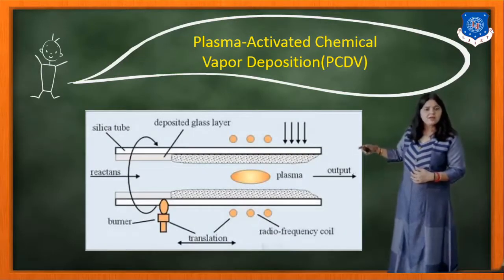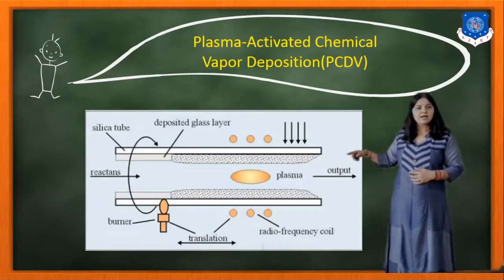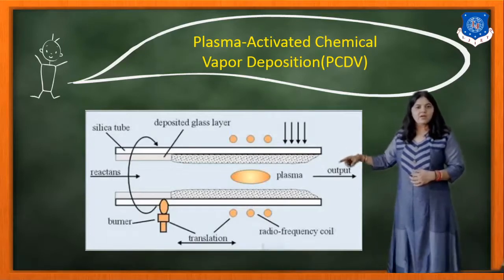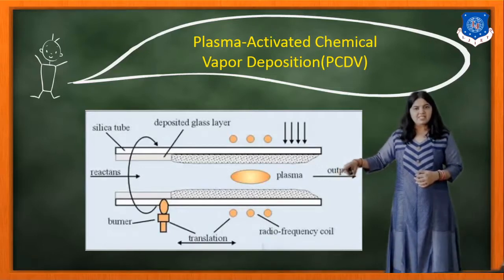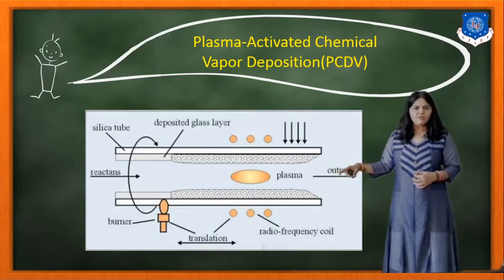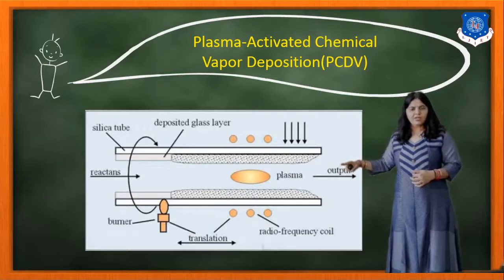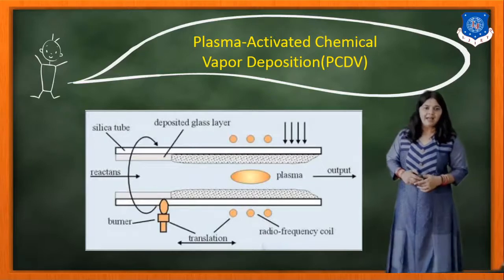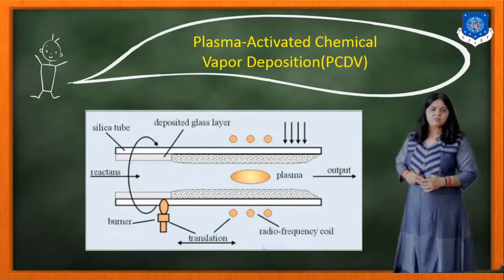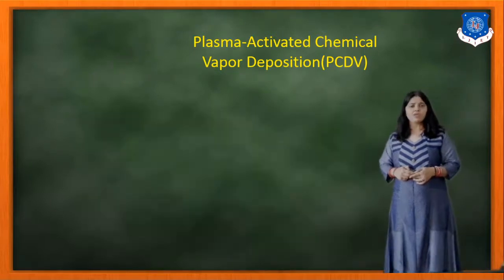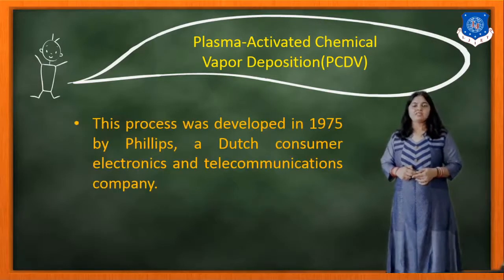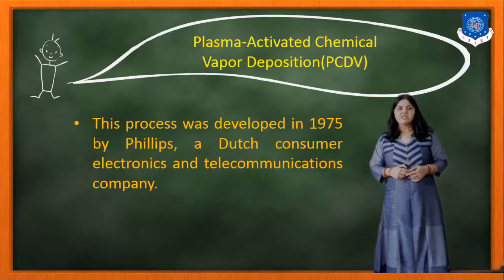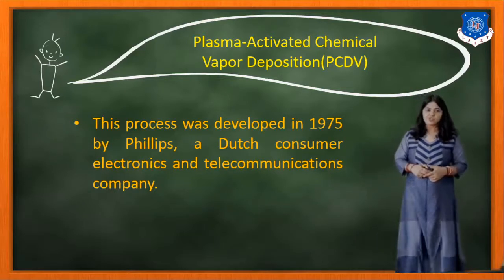Okay, what is there? There is a silica tube. Okay, now what happens? The plasma is there inside the tube. Okay, and what happened? The layer is deposited inside the glass tube. Okay, so this way the fiber is made in the process which is known as plasma activated chemical vapor deposition.